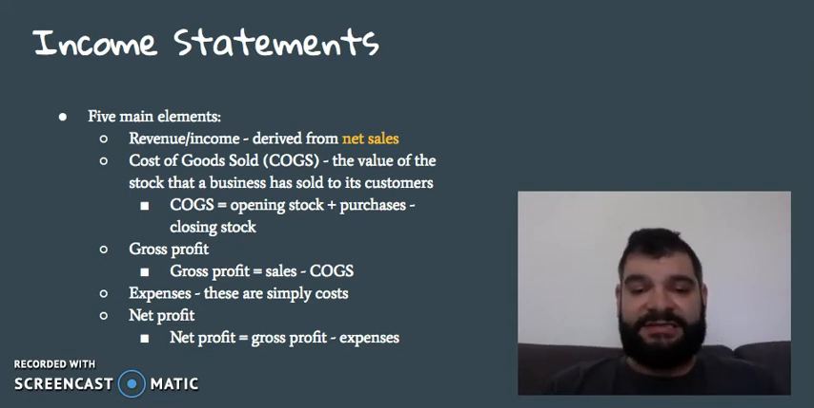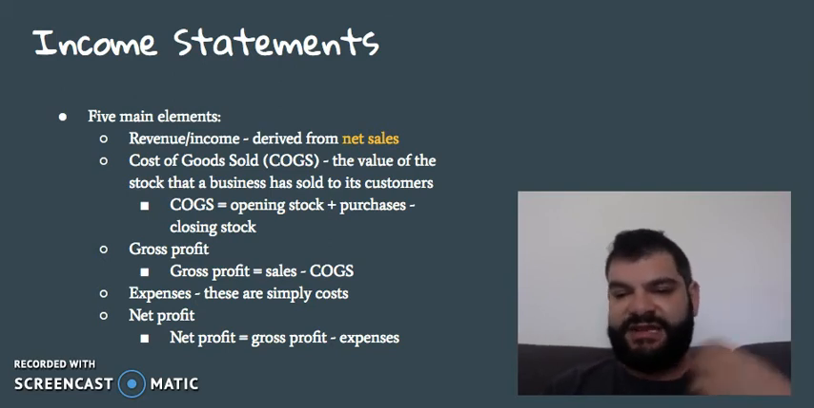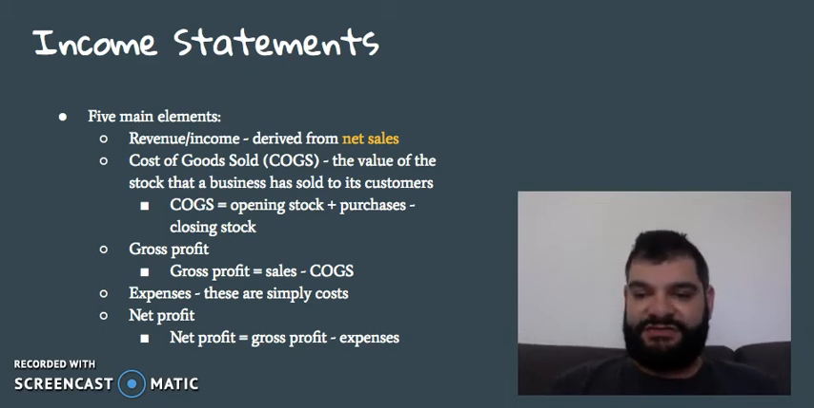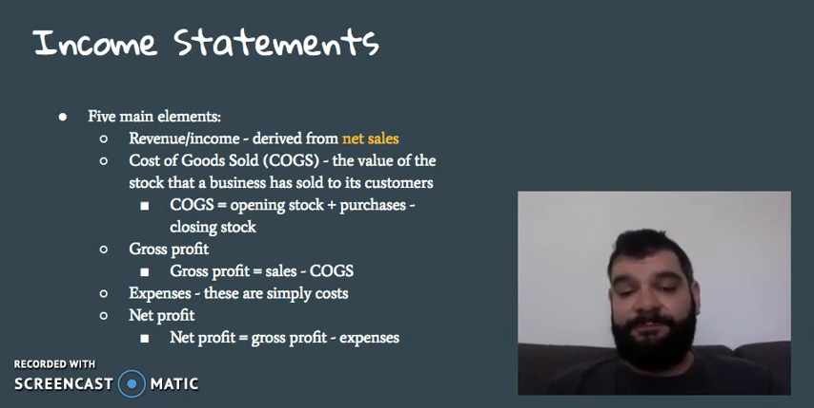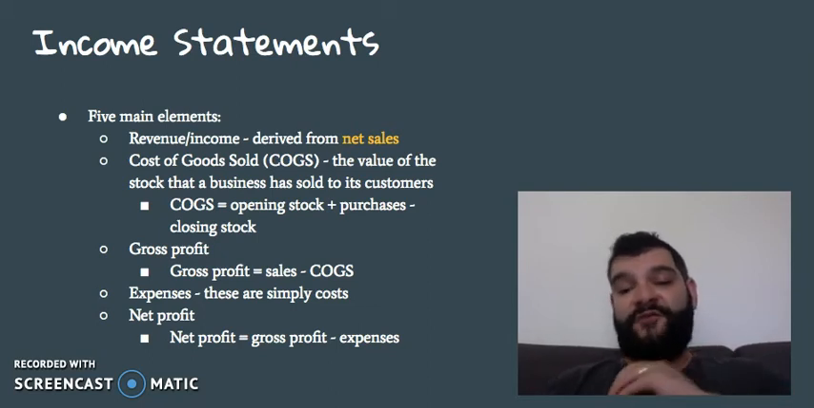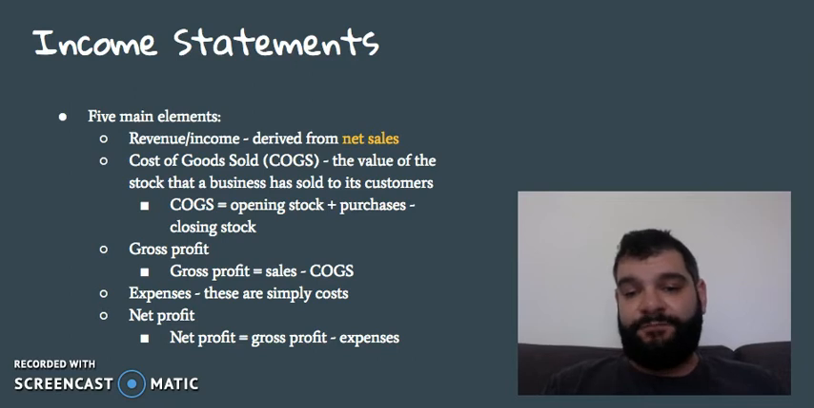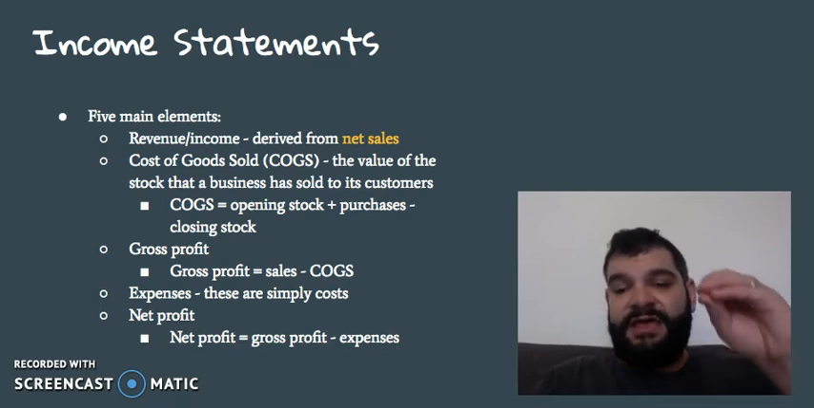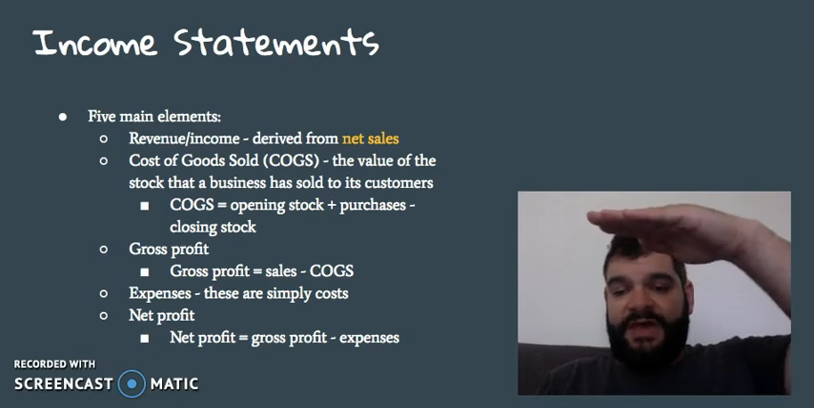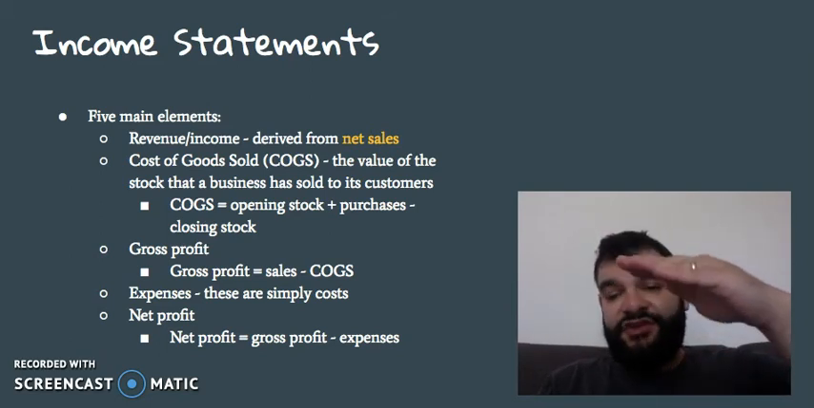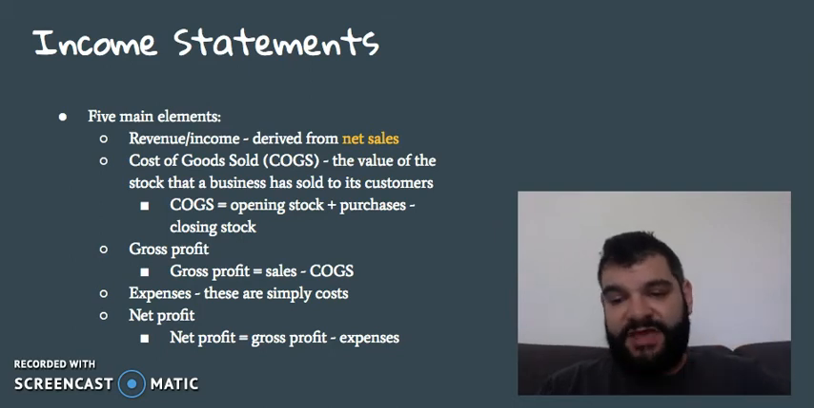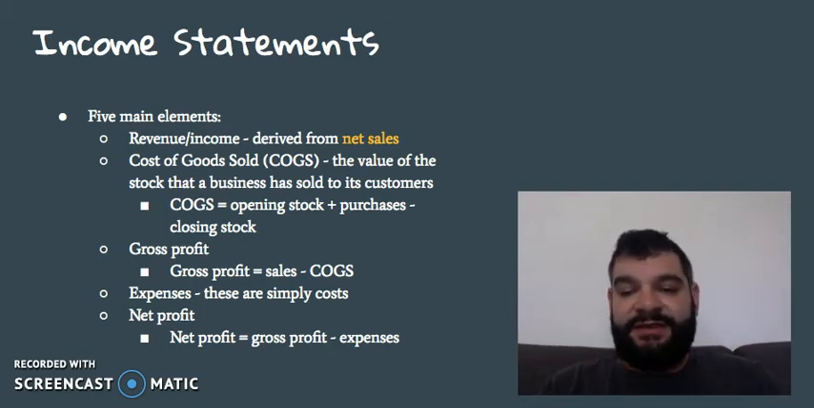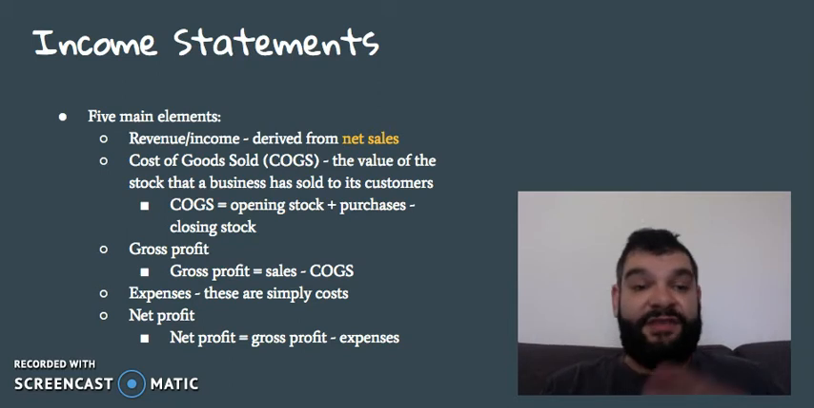The fourth element is expenses. These are simply costs: insurance, wages, utilities, electricity, gas, water. Those sorts of expenses. And your net profit, so what you're left with finally at the end, is your gross profit minus your expenses. So once you've worked out how much you've sold, how much it cost you to make those sales, then you get rid of all your expenses. Whatever you're left with at the end is the net profit. That's how much the business has made. And then they'll be paying taxes on their profit later on.